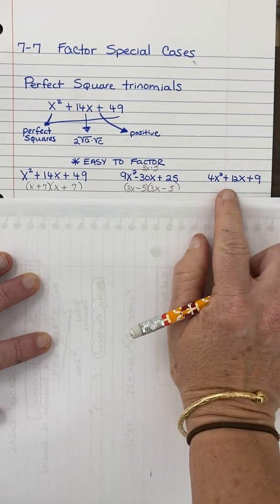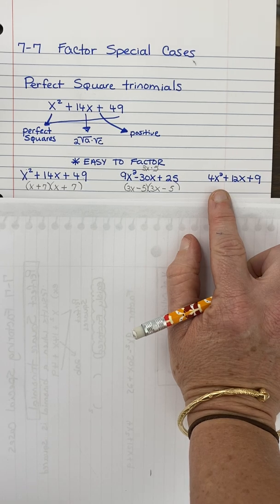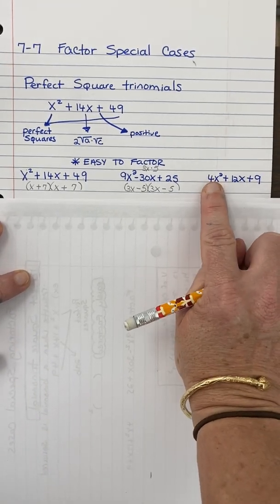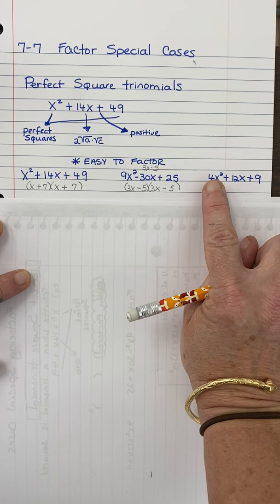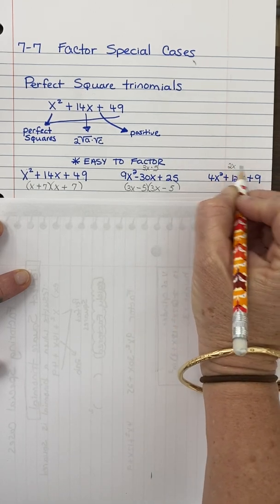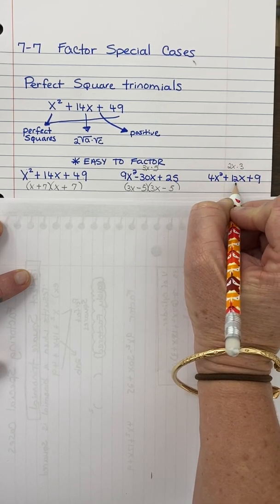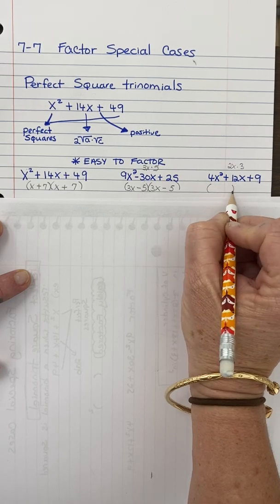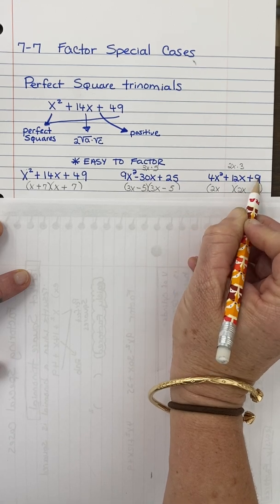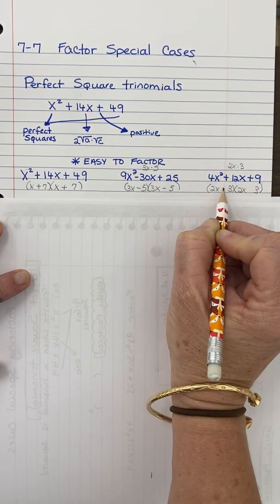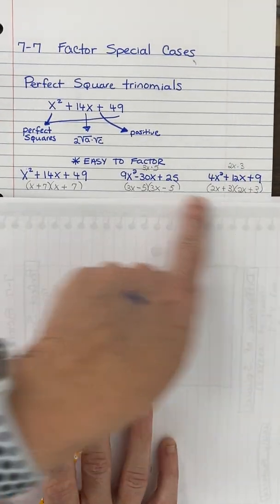All right, I wanted to talk to you about something like this, so let's see if it's a perfect square trinomial. So right here, is this a perfect square? Yes. Is this a perfect square? Yes. The square root of 4 is 2x. The square root of 9 is 3. 2x times 3 is 6x. Double it, I get 12x. Yes, it's a perfect square trinomial. Factor it really easily. Okay. So if you know it's a perfect square trinomial, it's very easy to factor.